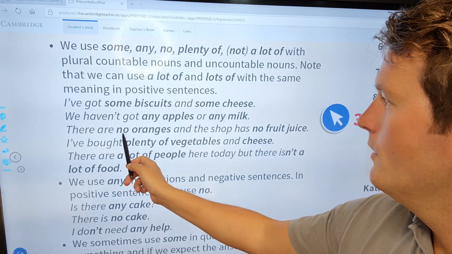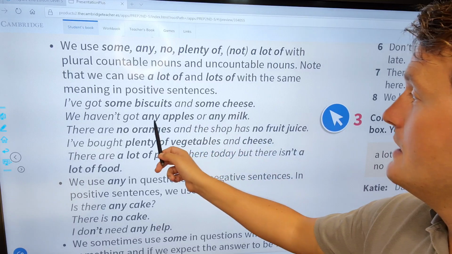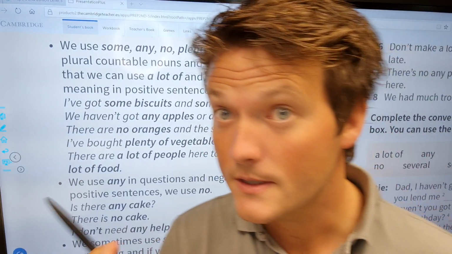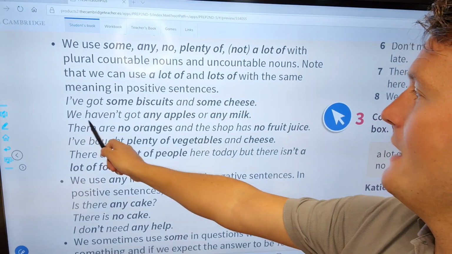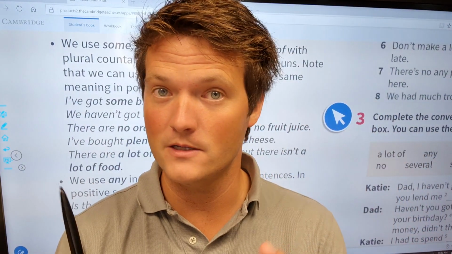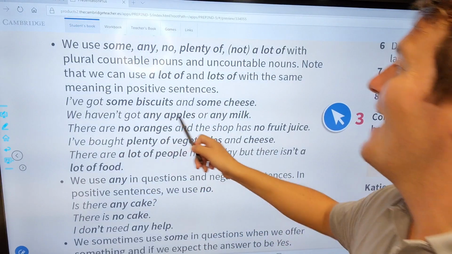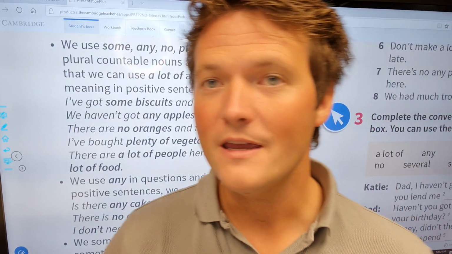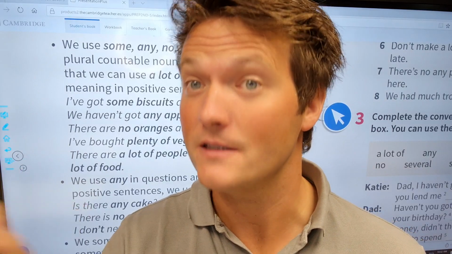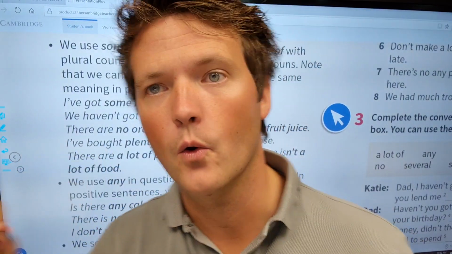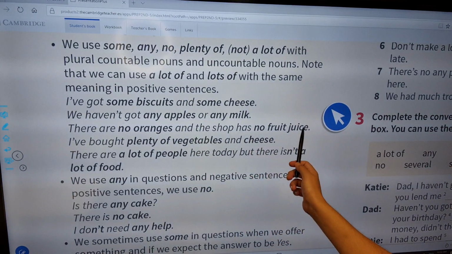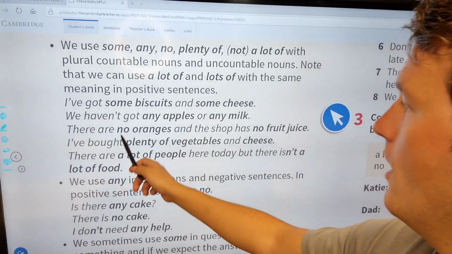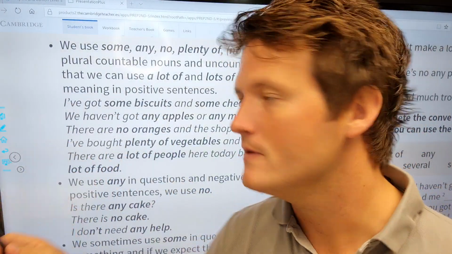You can use no oranges and no fruit juice, and you could say no apples and no milk, of course, absolutely. But be careful. Is the sentence negative or positive? In the first sentence that we have here, we haven't got, that's negative, right? So we use any. We haven't got any apples. If the sentence is positive, but you want a negative connotation, then we use no. So you can say there are no oranges, and the shop has no fruit juice. The shop has, there are, but we mean negative, no oranges.